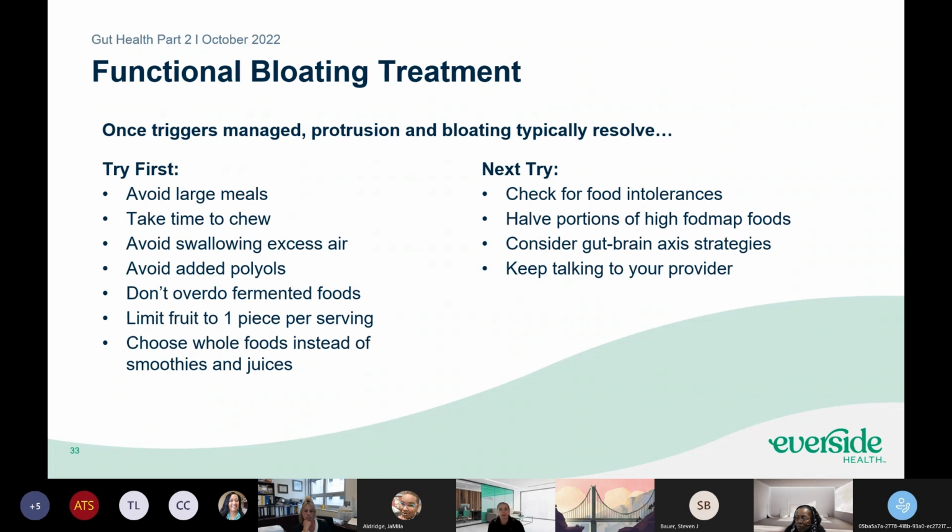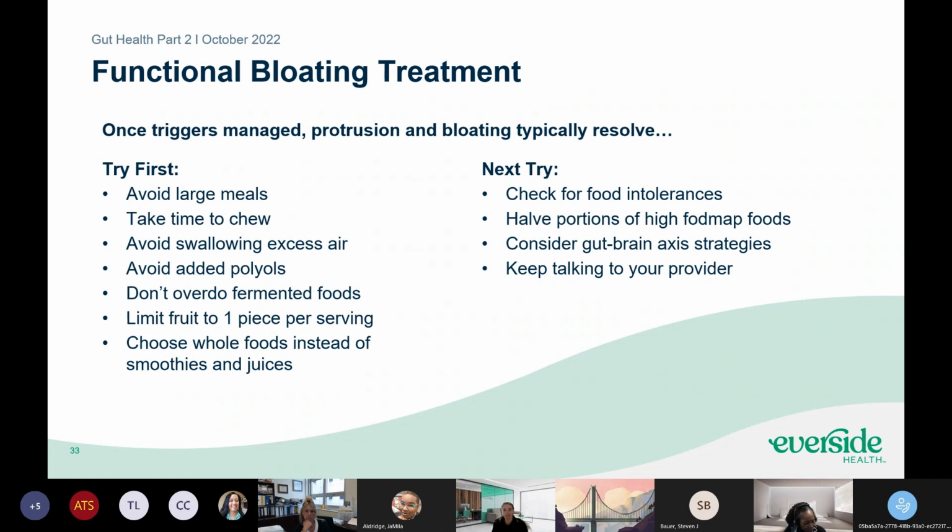And then also, if that's not working, you can try checking for different food intolerances. We're going to be talking about food intolerances a little later as well. You could lower the portions of those highly fermentable foods if avoiding certain ones wasn't working too well for you. And you can consider other gut-brain axis strategies. So sleep is a big one, stress, exercise. You could try yoga. Yoga really helps with this. Good bowel and toileting habits, again, strengthening that pelvic floor, and bowel massages can help.